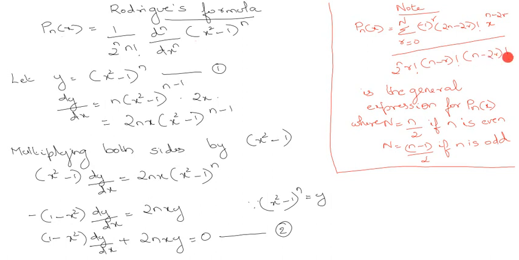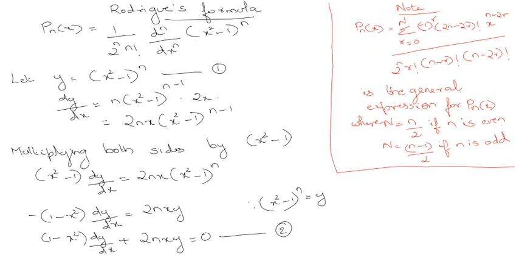This is the general expression for Pn(x), where capital N is equal to n by 2 if n is even and capital N is equal to (n minus 1) by 2 if n is odd. So just look at this formula. We need this formula in the coming derivation.